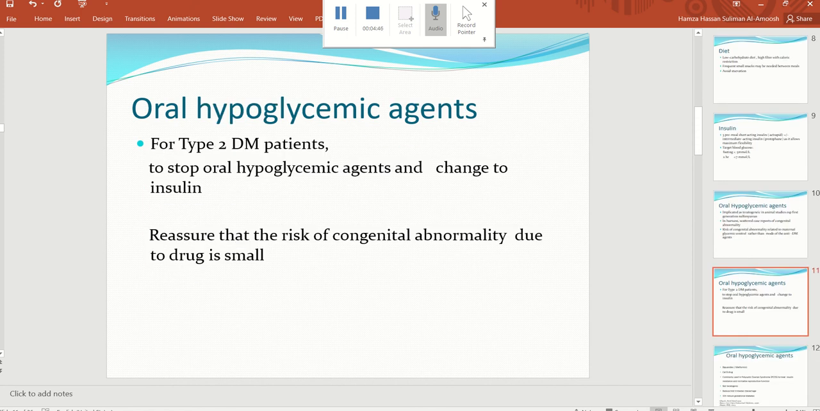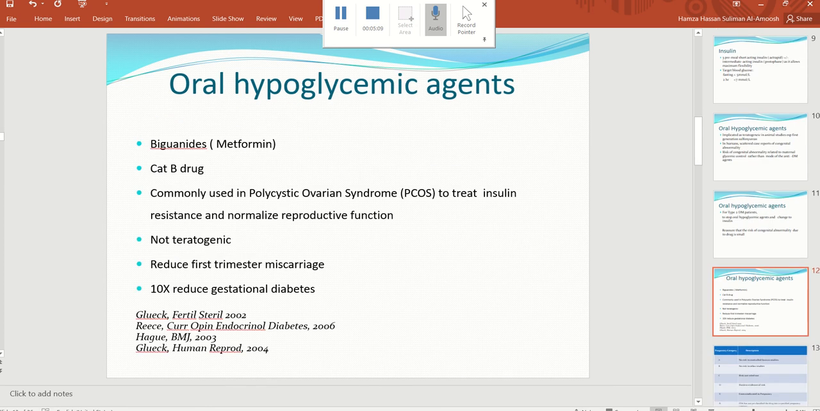So we used to stop them all and shift all diabetic patients to insulin. So if they are diabetic and we discover that they are pregnant, we stop whatever they are taking, and we start them on insulin. But after discovery that metformin, which we used to treat polycystic ovarian syndrome, can be used during pregnancy without any problem, we could use metformin, but not the other type of oral hypoglycemic agent like sulfonylureas.